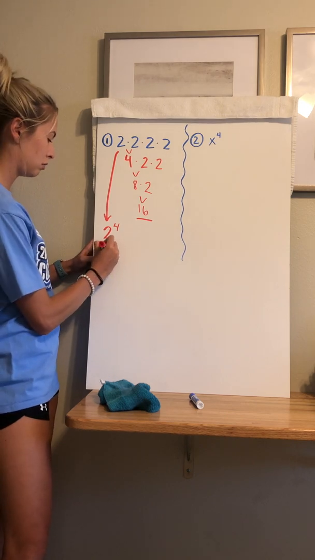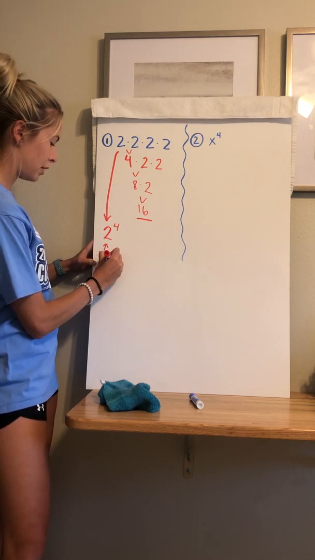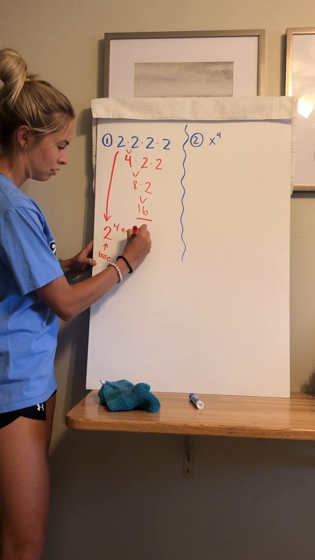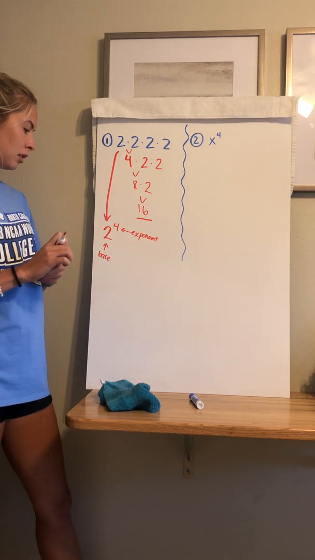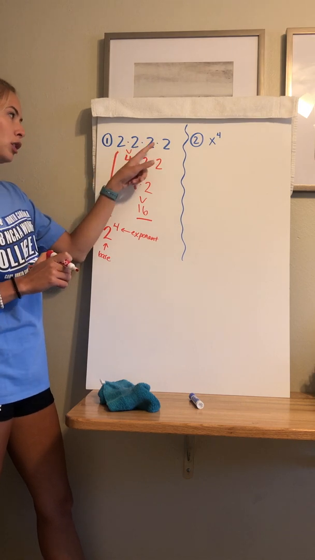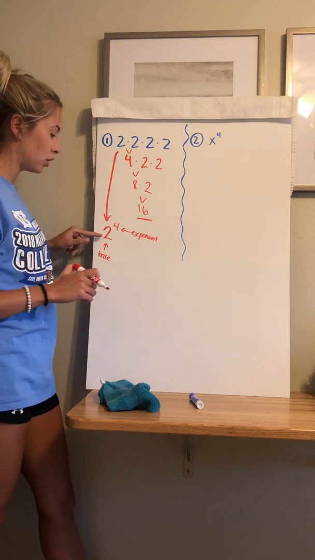So, base and exponent. So 2 times 2 times 2 times 2 is the same as writing 2 to the 4th.